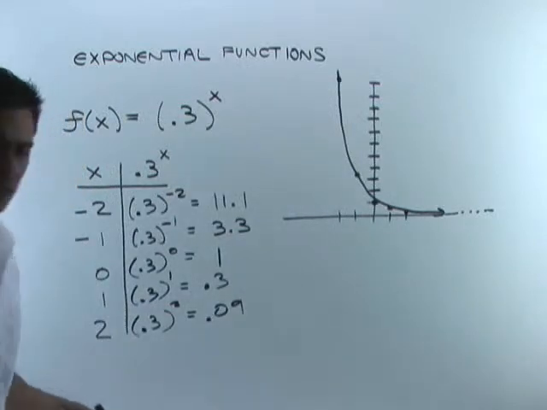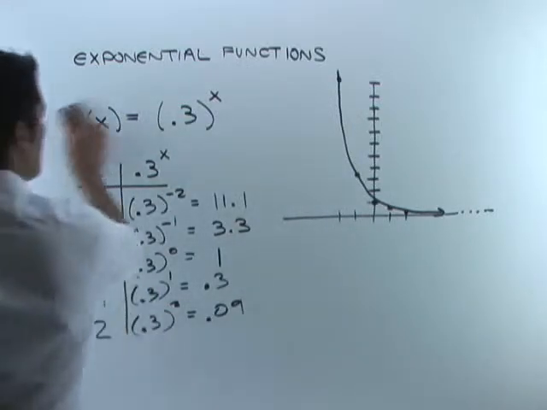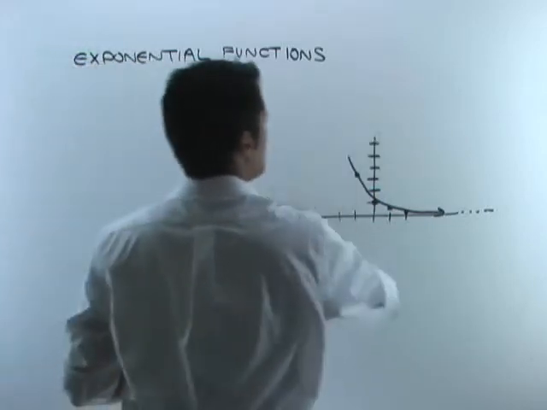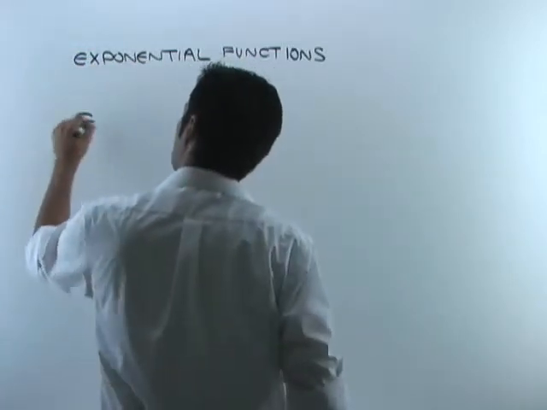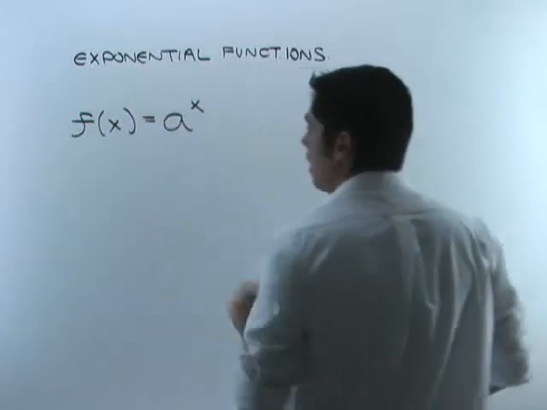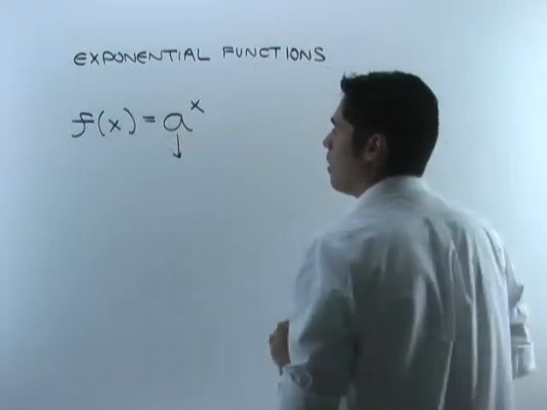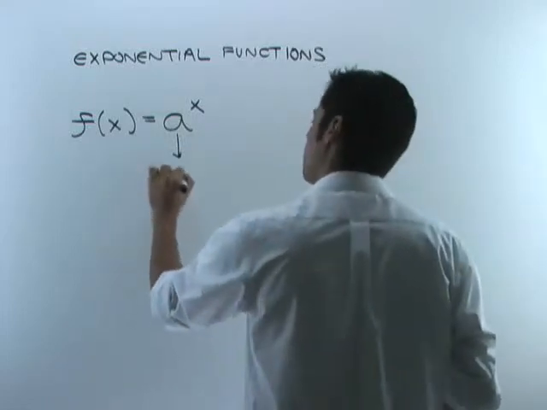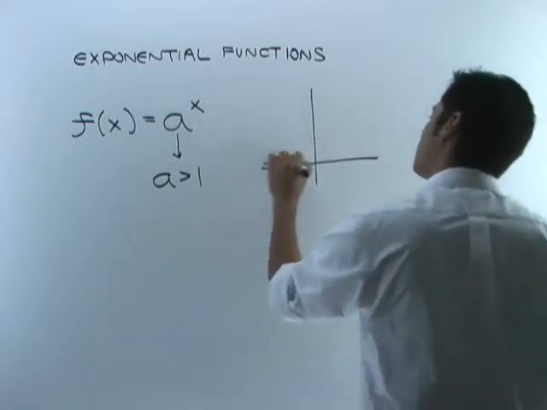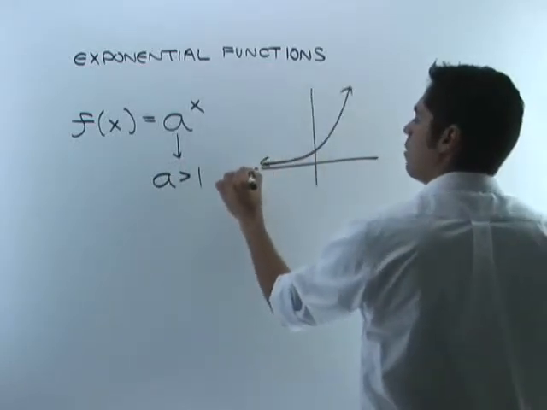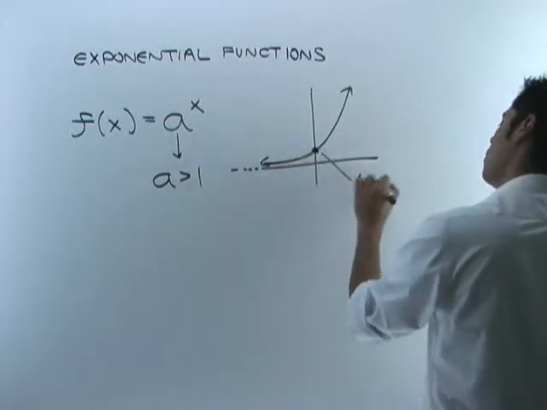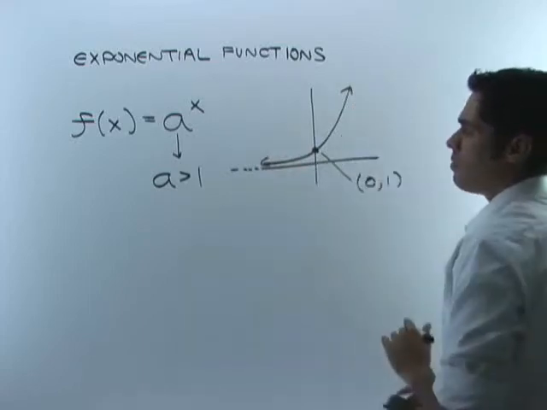So I'm going to give you a little summary, kind of what to expect. If you're graphing an exponential function that looks like this, a to the x, okay, and this number in here is bigger than 1, then your graph is going to look like this. It's going to go up like that, closer and closer to the x-axis on the left. It will always cross through the point 0, 1, and it will go up as you move to the right.